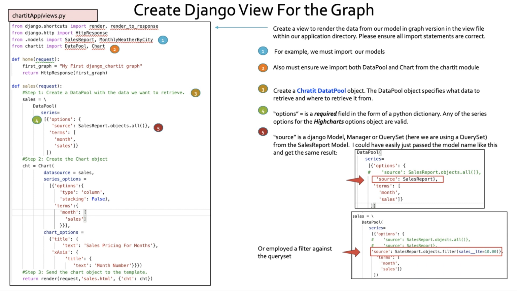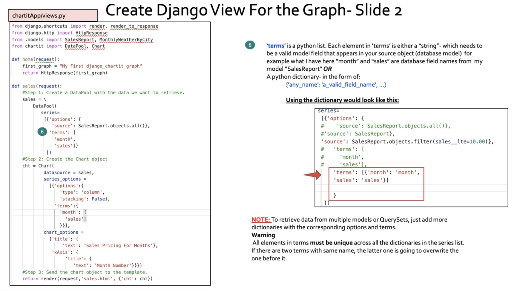I could have also employed a filter, like I did here down at the bottom, SalesReport.objects.filter(sales__lte=10). So I only want to bring back those sales that are $10 or less. And you'll see that playing out as well. So lots of flexibility here in what data set I want to filter on or bring back: the whole thing, a filtered version, what have you.